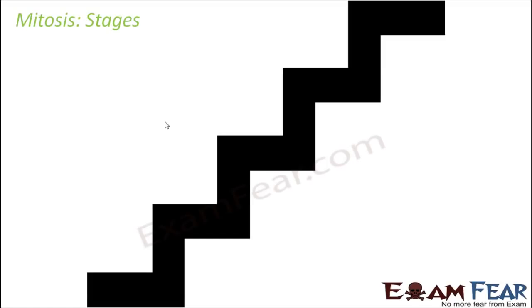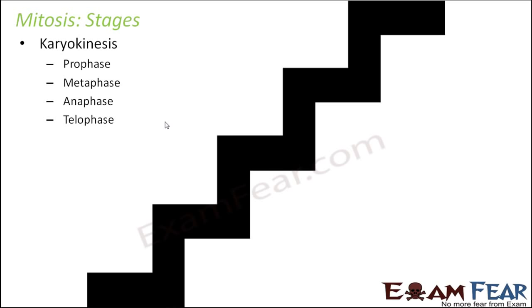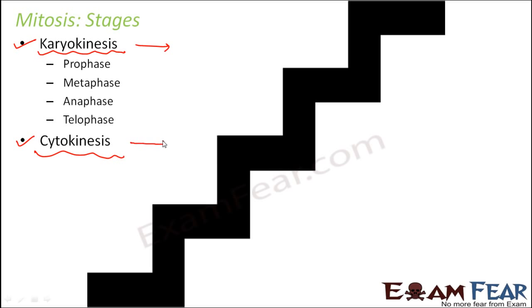But still, based upon the observation and based upon the studies, mitosis has been broadly classified into two phases: karyokinesis and cytokinesis. So now I am talking about the mitotic phase of the cell cycle. So when you talk about the cell cycle, the M phase, this karyokinesis and cytokinesis together constitute the M phase or the mitotic phase of the cell cycle.